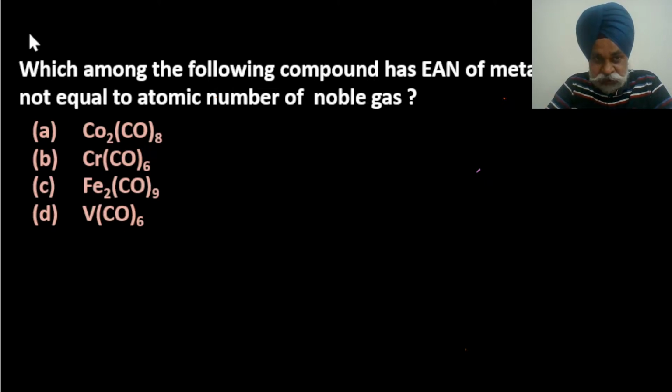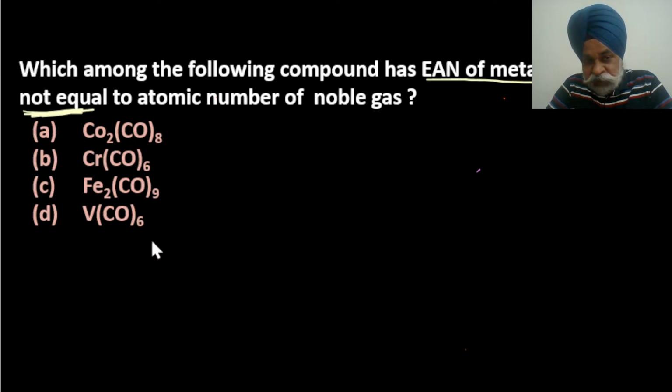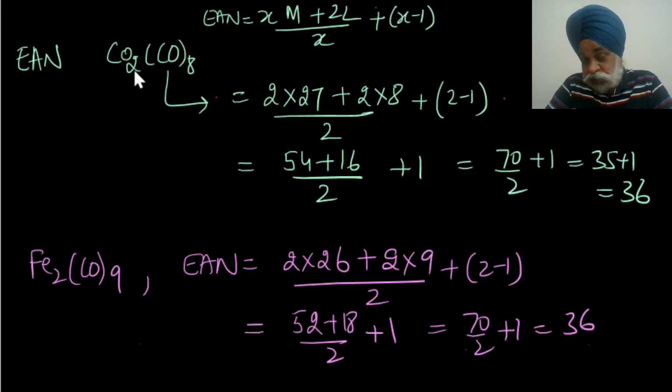Just like in the first question which we have received, here what is being asked is which effective atomic number of a metal atom is not equal to the atomic number of a noble gas. It is not equal to the atomic number of a noble gas. Let me check it out. So let us apply that formula, because we don't know the structure as yet. So here the same formula we can apply.